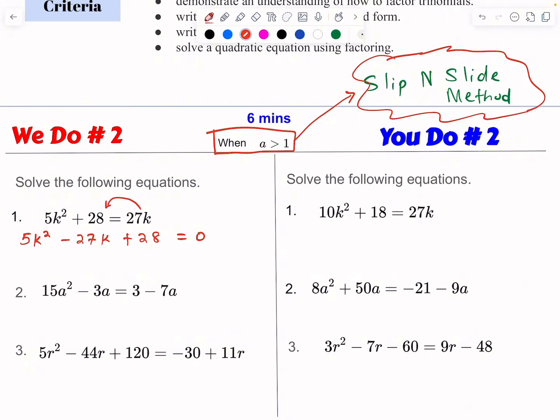And now what is the next thing I have to do? Because my A, what is my A? My A is 5. I am going to take that A and slip that. Use it to multiply C. If I use that to multiply C, I will have k squared minus 27k. Now, what is 5 times 28? 5 times 28, if I'm not mistaken, should give me 140, is equal to 0.